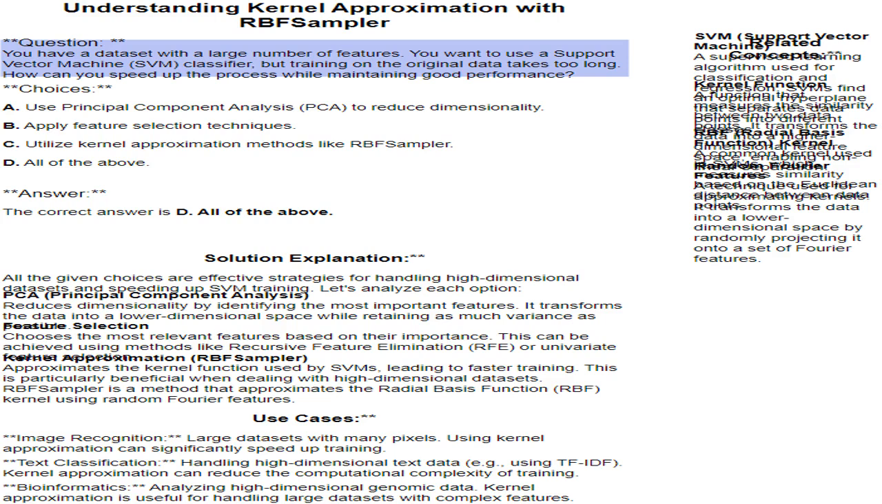You have a dataset with a large number of features. You want to use a support vector machine SVM classifier.